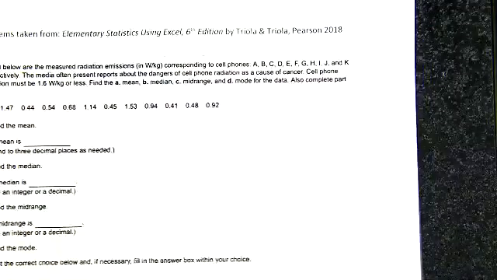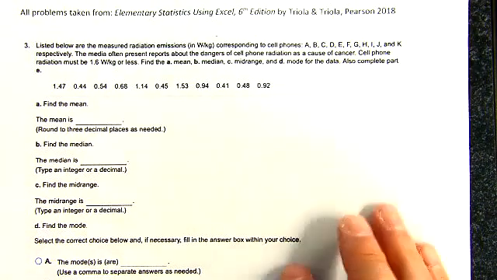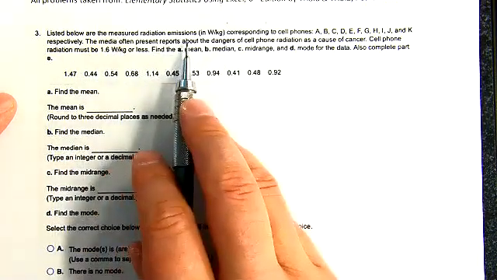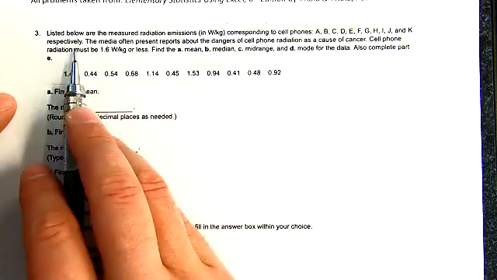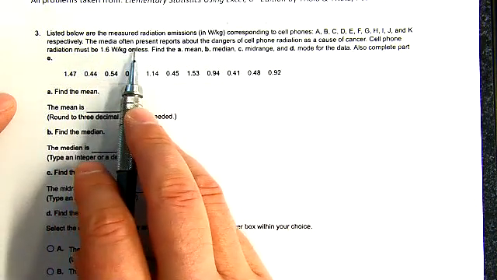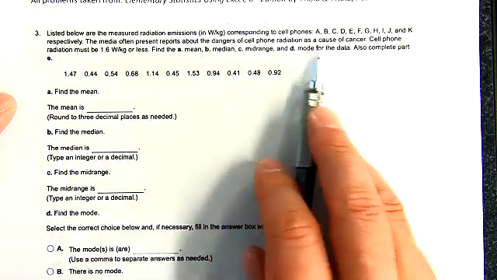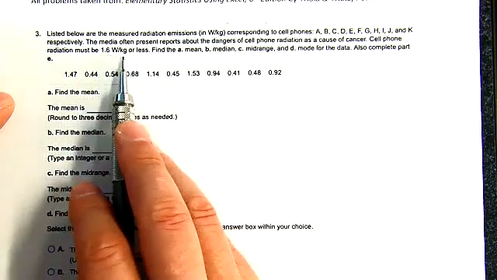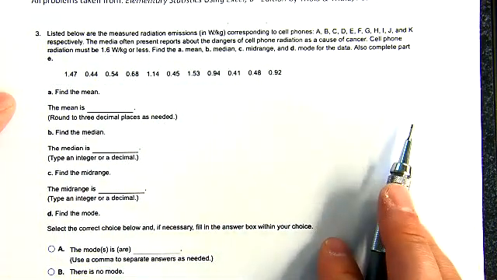Okay, problem 3 is exactly the same, pretty much. Listed below are the measured radiation emissions in watts per kilogram corresponding to cell phones. The media often present reports about the dangers of cell phone radiation as a cause of cancer. Cell phone radiation must be 1.6 watts per kilogram or less. Find mean, median, mode, mid-range, all those things.